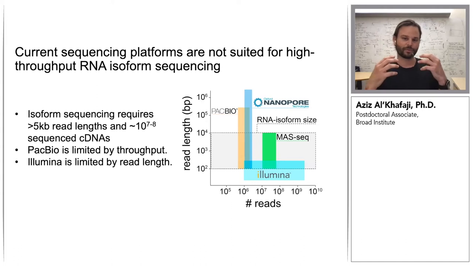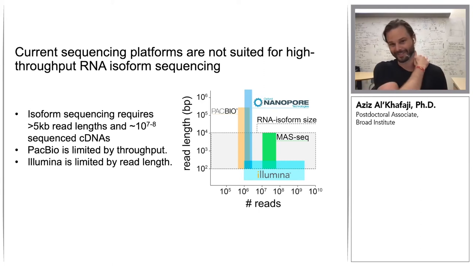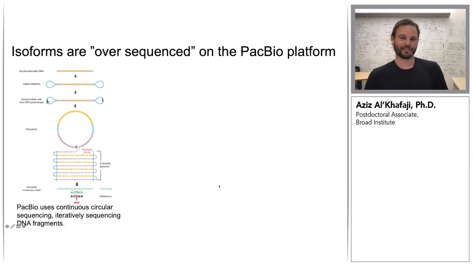So while these long read approaches have the read lengths to accurately capture RNA isoforms, they have limited throughput necessary for many high power studies, including single cell and spatial RNA sequencing. And so now I'll briefly review isoform sequencing on the PacBio platform, which should provide adequate context and motivation for the mechanism of MAS-seq itself.